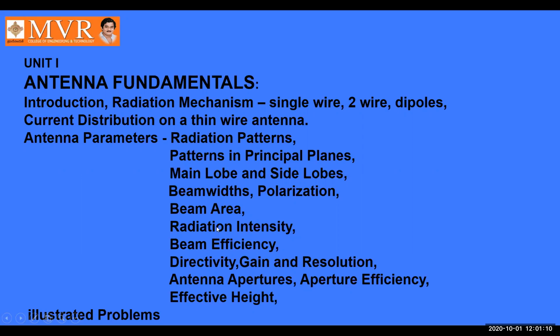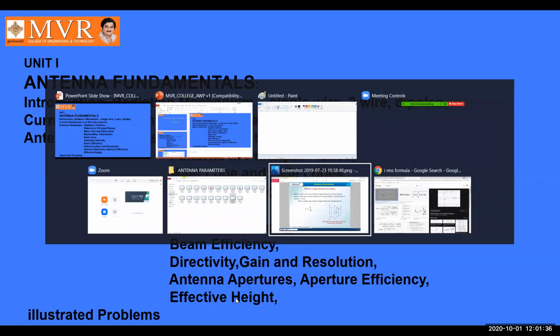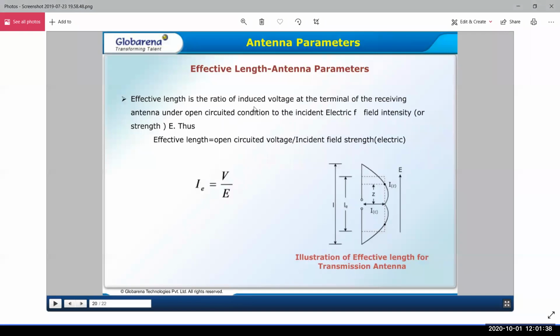So today in this class, we will discuss what an aperture is, what aperture efficiency is, and what effective height is, and what the equations are regarding these parameters. So let us start our discussion with effective height, that is antenna height. So effective length or antenna height.